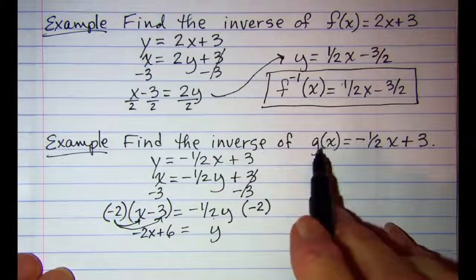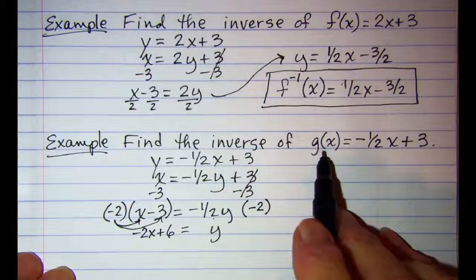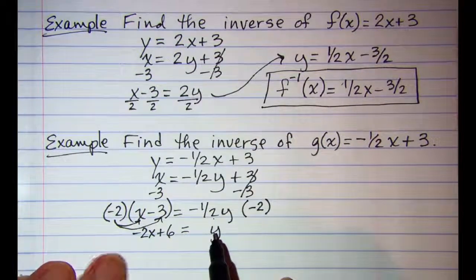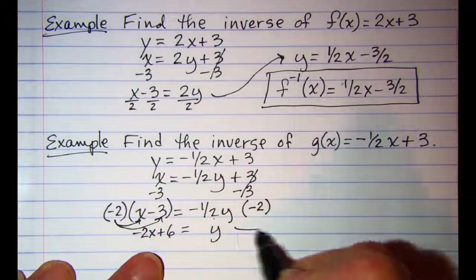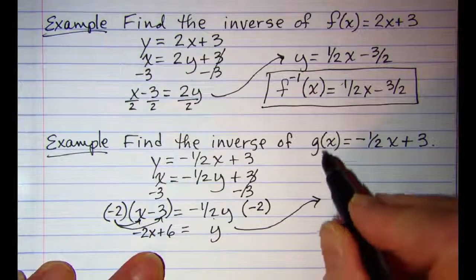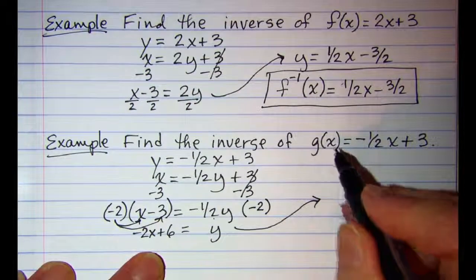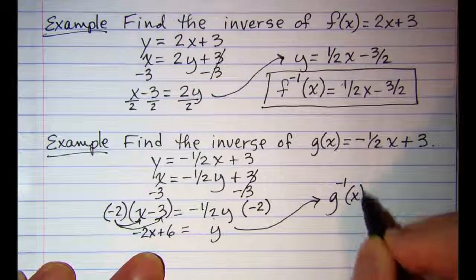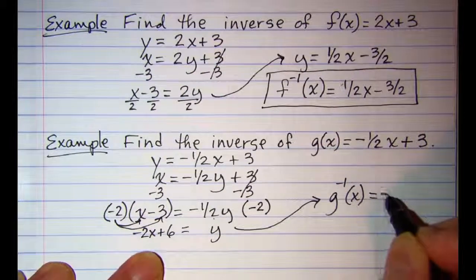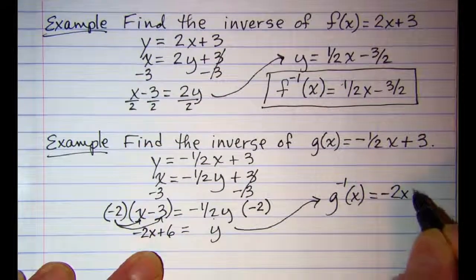Again, since my function was written with function notation, I want to write this inverse with function notation as well. So since it's g of x, it'll be g inverse of x equals negative 2x plus 6.